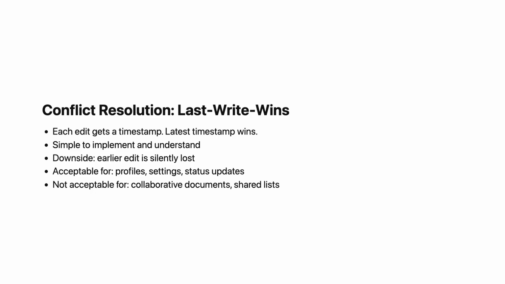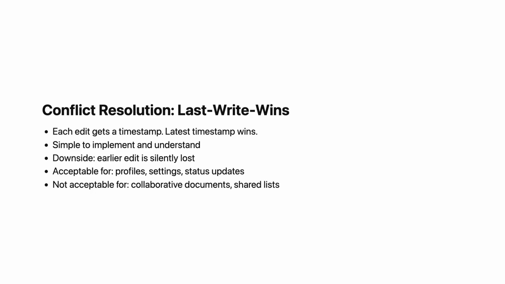You have three options. First, prompt the user to resolve the conflict manually. Show both versions, let them choose or combine. This is what Google Docs does for simultaneous edits, though their real-time collaboration usually prevents conflicts from occurring. Second, use operational transformation. Instead of storing the final state, store the operations. Insert character at position 5, delete characters 10 through 15, and transform them to be compatible. This is complex but powerful.